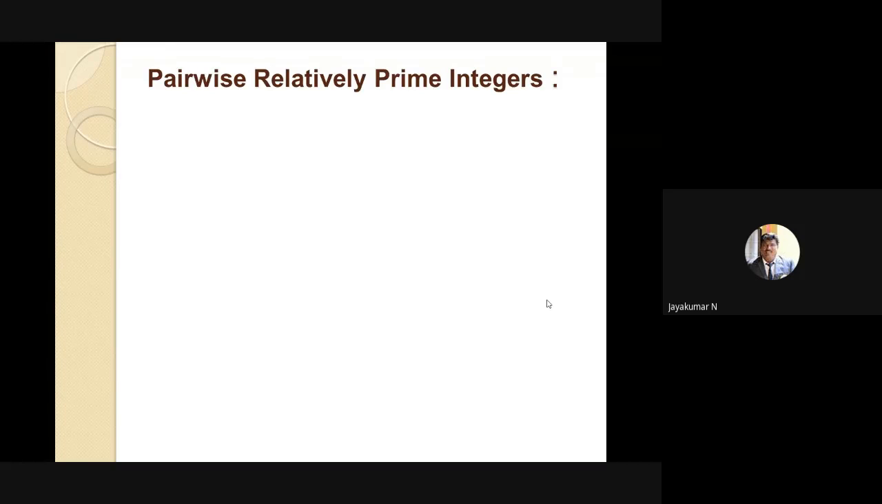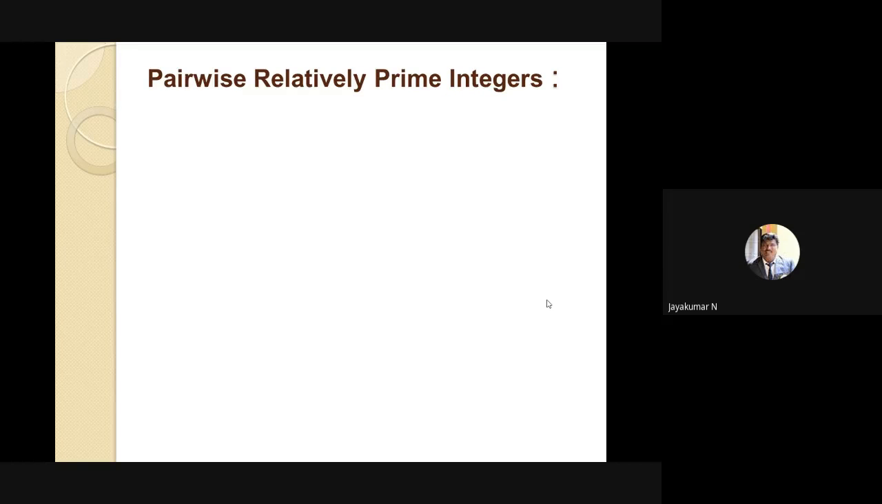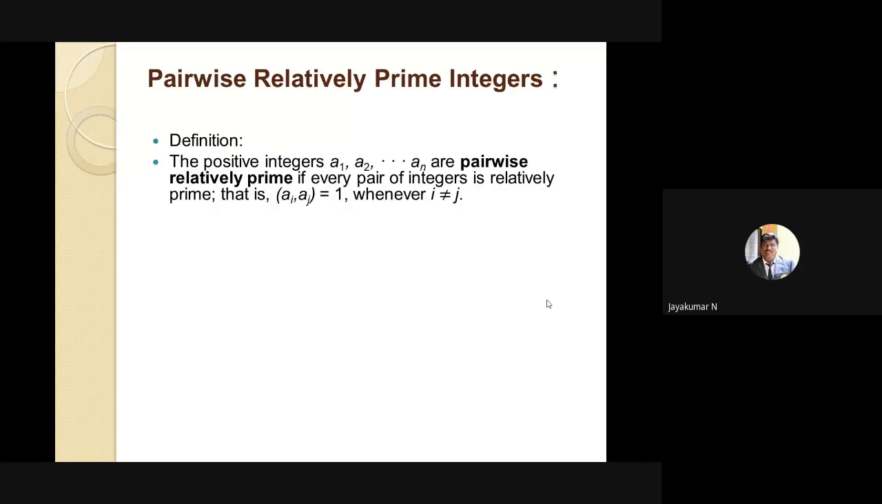Pairwise relatively prime integers. The previous definition is relatively prime integers. In that case we choose only two integers. The next is pairwise relatively prime integers.